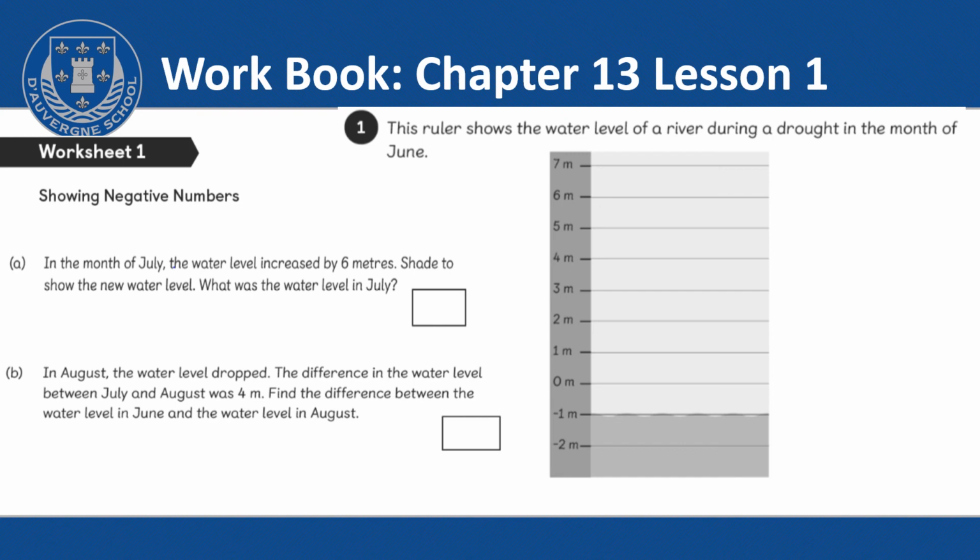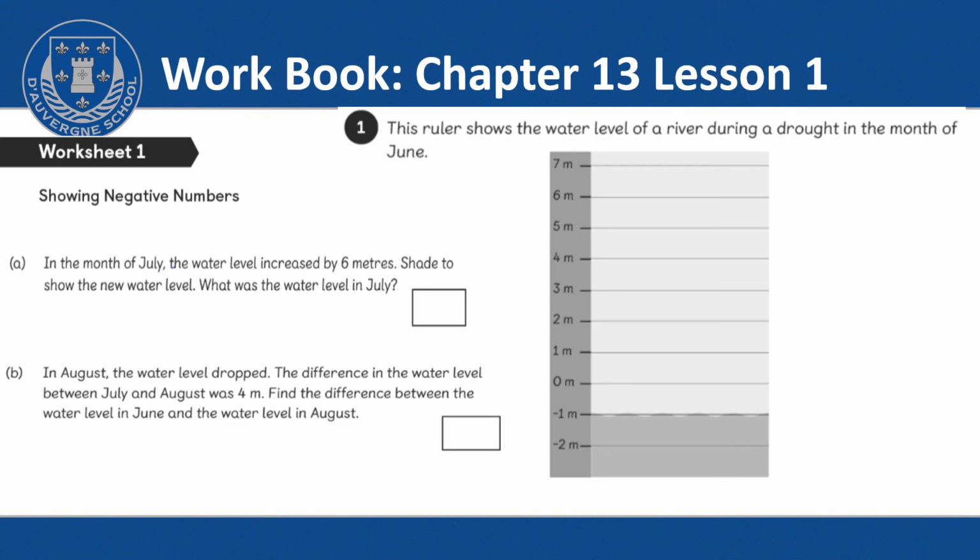Okay, when I first read this very quickly, I just worked out the difference between July and August, but it actually wants to know the difference between the water level in June and August, although you will have had to do some detective work to find out what the water level was in July also. So you need to use that knowledge to help you work it out. Okay, so let's look at what we know. So we know that in June, the water level was -1 meter. Okay, now in July, we just worked out that it actually increased, it rose up to 5 meters.